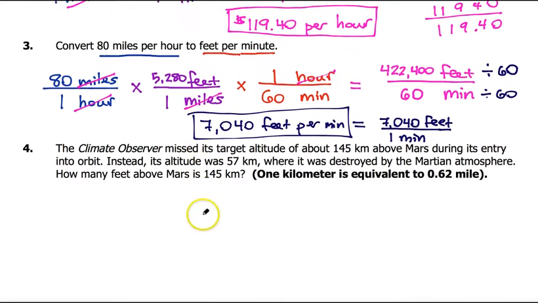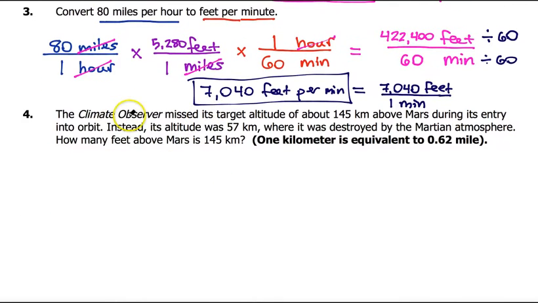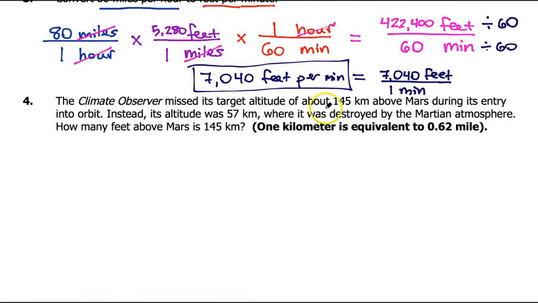Okay, the last problem, number 4, says that the climate observer missed its target altitude of about 145 kilometers above Mars during its entry into orbit. Instead, its altitude was 57 kilometers, where it was destroyed by the Martian atmosphere. How many feet above Mars is 145 kilometers?